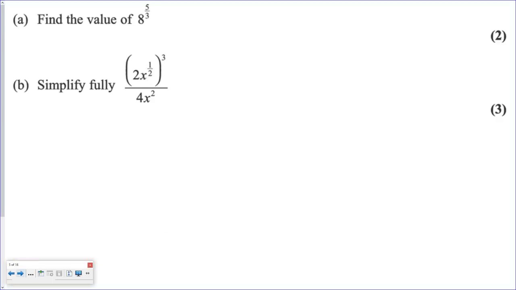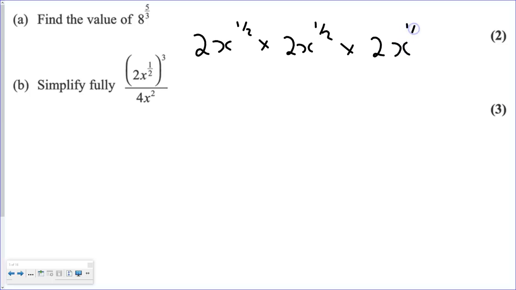4b. So 4b was a little bit harder. Quite a lot of people struggle to deal with the top of the fraction here. 2x to the power of a half. Another way of writing that, if you wrote that out in longhand, that would be 2x to the power of a half times 2x to the power of a half times 2x to the power of a half. Now I wouldn't recommend in the exam writing it out like this, but I'm just showing you this way so you can see why we get the result we do.